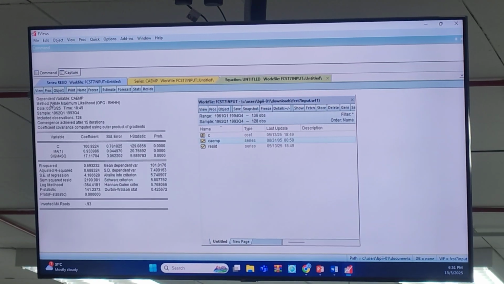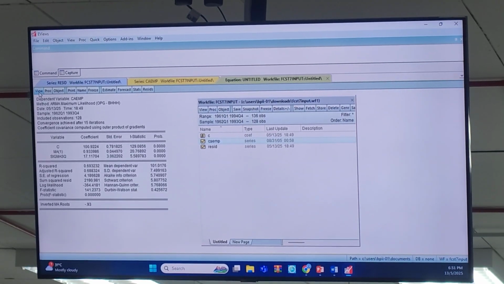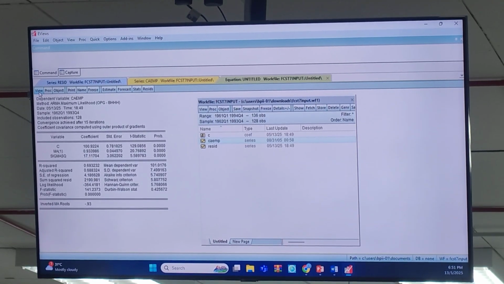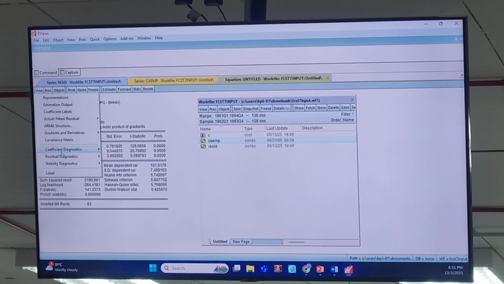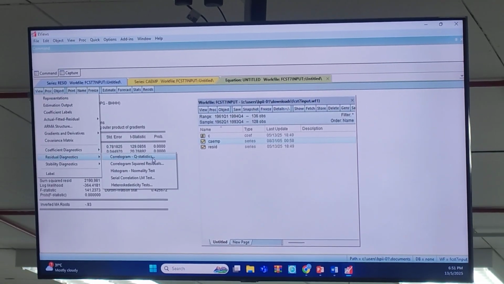And then after that you have to check residual. Remember, residual must be white noise, otherwise it has autocorrelation problem. Just like an econometric model, autocorrelation problem has some implication on the estimate, which will make the estimate not reliable. So for this one, view residual diagnostic correlogram Q statistic.